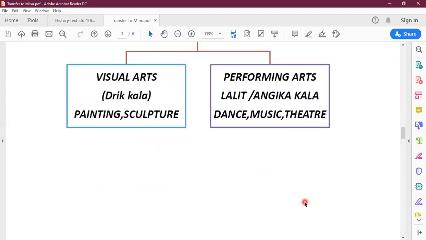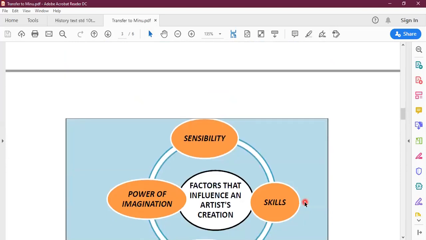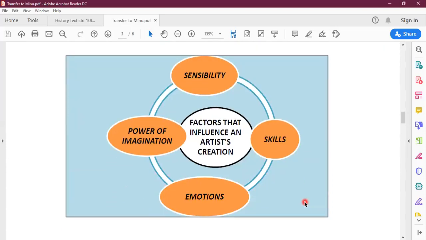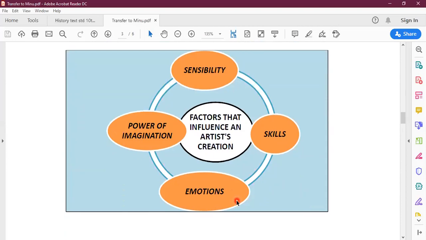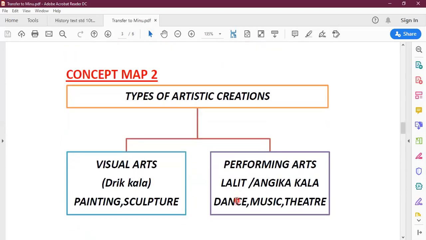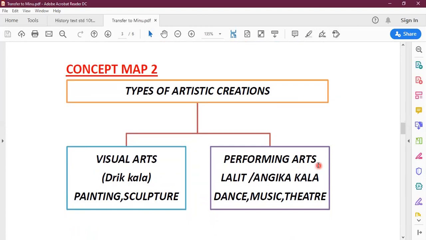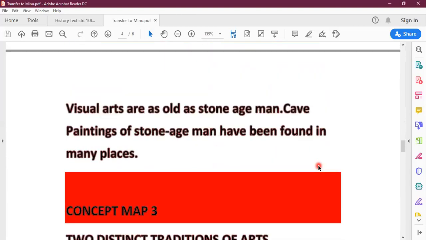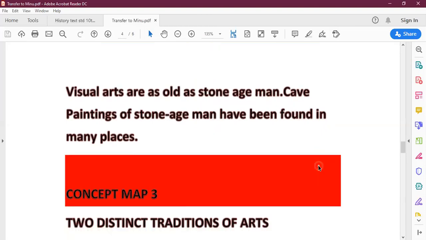Let's revise the first and the second point. Art is something created by man to express his emotions. Power of imagination, sensibility, skills, and emotions are four factors that influence an artist's creation. There are two types of artistic creations, visual arts and performing arts. Drikkala, visual arts; performing arts, Lalit or Angika Kala. Let's go ahead. Visual art is very old. It goes back to Stone Age man. Paintings of Stone Age man have been found in various places, and this point will be dealt with at a later stage. Let's come to the third concept map here.